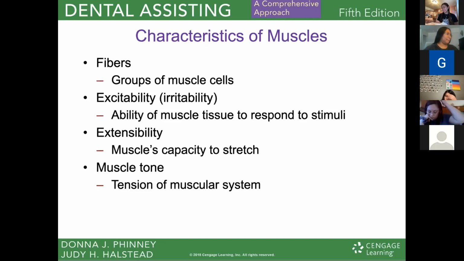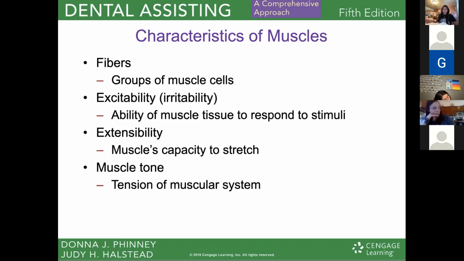So there are different characteristics of muscles. Each muscle is made up of cells in various shapes and sizes depending on its function. Cells group together to form fibers, and these fibers group together to form fibrous sheets of connective tissue called fascia. Each fiber can support about 1,000 times its own weight.